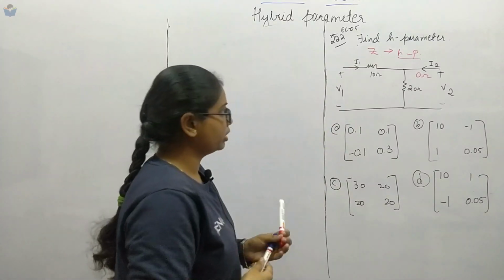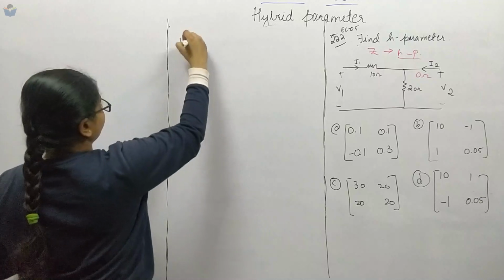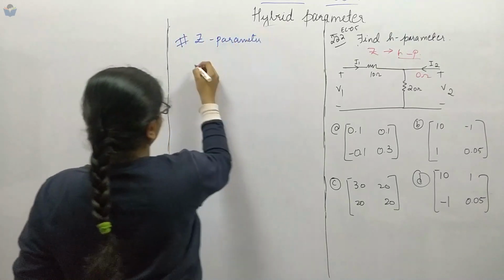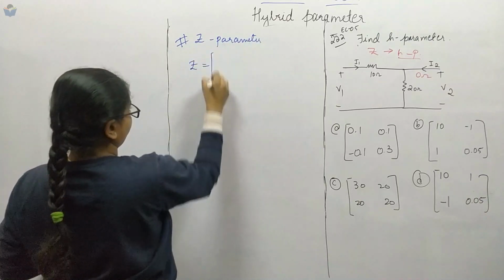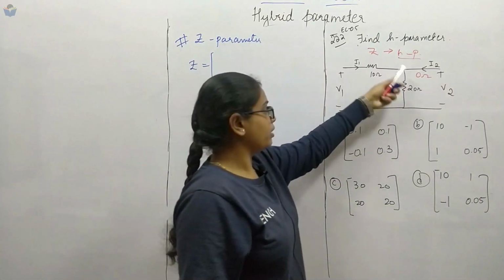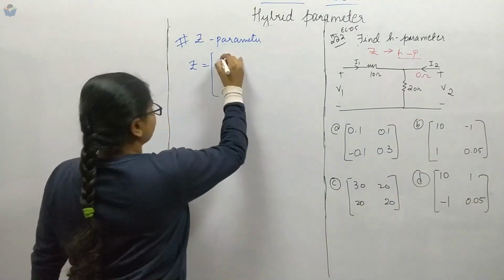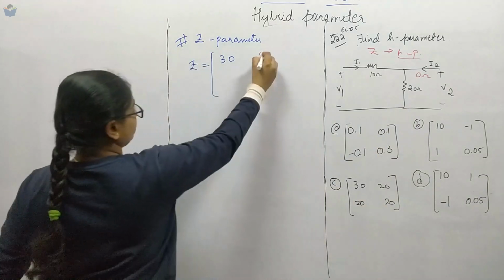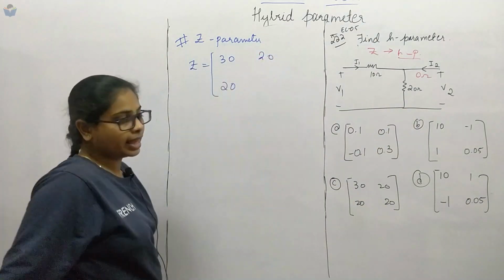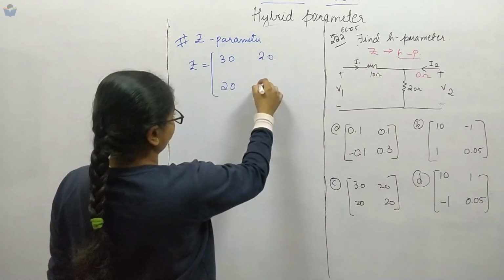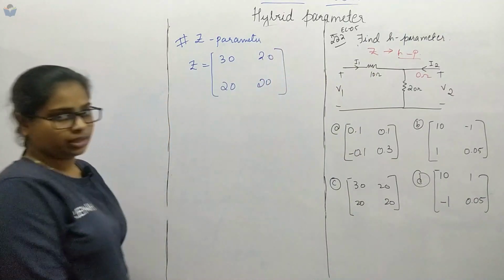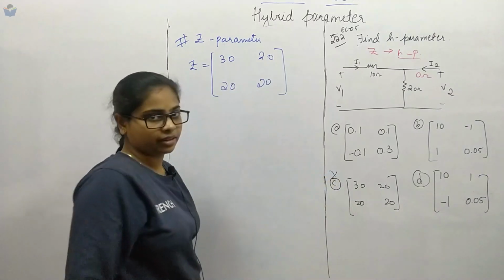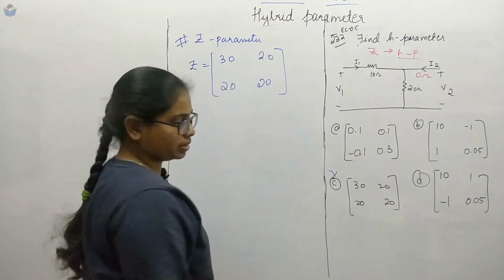Now coming to the Z parameter, how do you form it? For the Z parameter, you will get this matrix. Z11, you will add 10 plus 20, that is 30, right? And Z12 is 20, which will also equal Z21, and Z22 is 20 plus 0 ohms. So this is the Z parameter. Immediately you can eliminate this option, because it is the equation of the Z parameter.